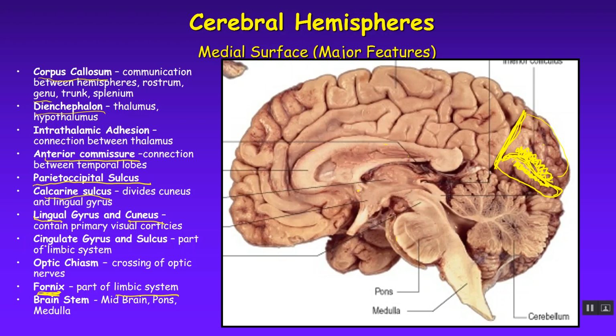And then the next is the cingulate gyrus and sulcus. The cingulate sulcus is right here. This is the cingulate sulcus. C-shaped. Isn't that kind of C-shaped? So cingulate, think C-shaped. And that defines the border then. Here is the cingulate gyrus.